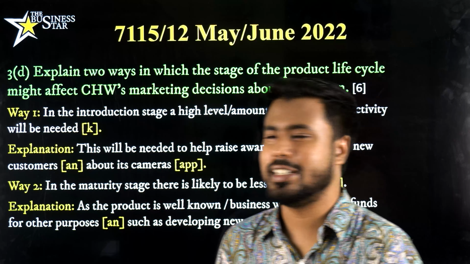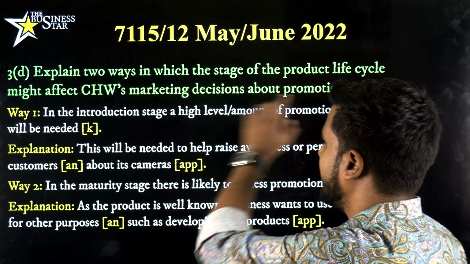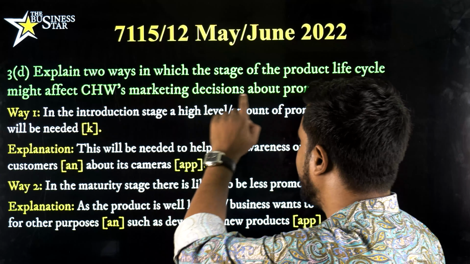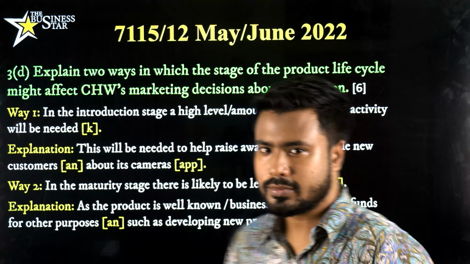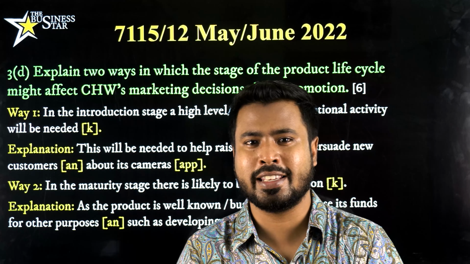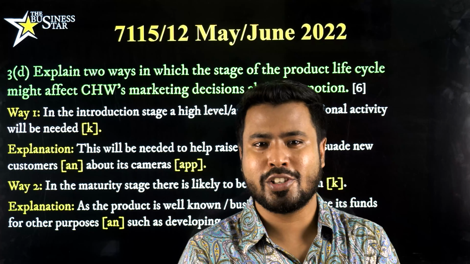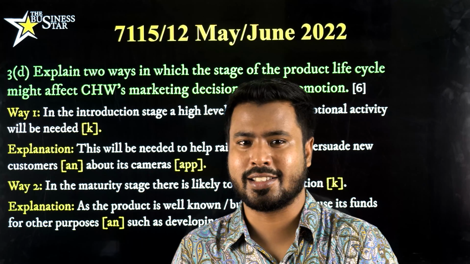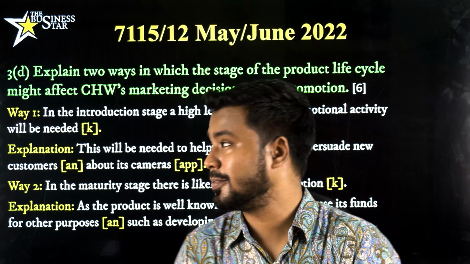Moving on to question number 3D, we have is explain 2 ways in which the stage of the product life cycle might affect CHW's marketing decisions about promotion. This is a 6-mark question. So remember in question number 1D, 2D, 3D, and 4D, we need to write a combination of knowledge, application, and analysis, or knowledge, analysis, and application. So let's start with the answer.